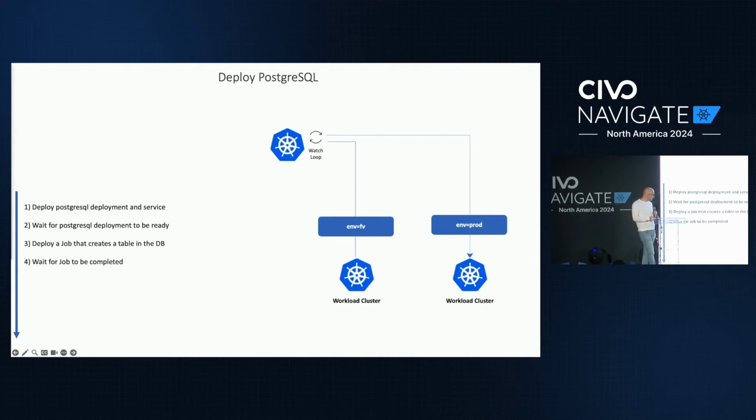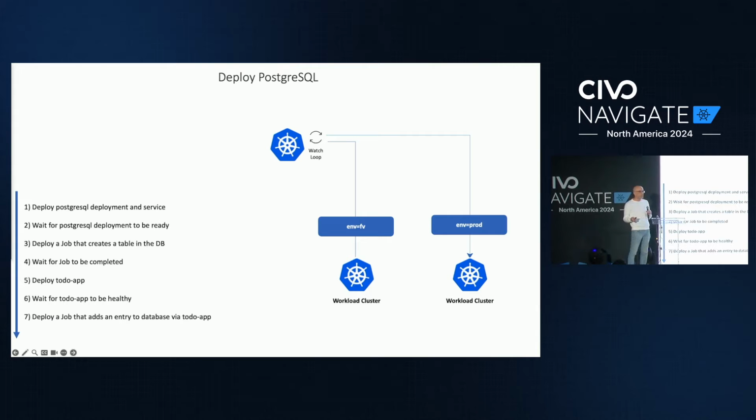And keeping going with this example, you then have to wait for the job to complete. And only when the job completes do you go ahead and deploy a to-do app. And only when the to-do app is up and running do you go ahead and deploy another job that creates an entry in the database. This is one of the typical examples that you can find in the Kubernetes documentation when you're looking for a system that depends on state. And so how do we express that?